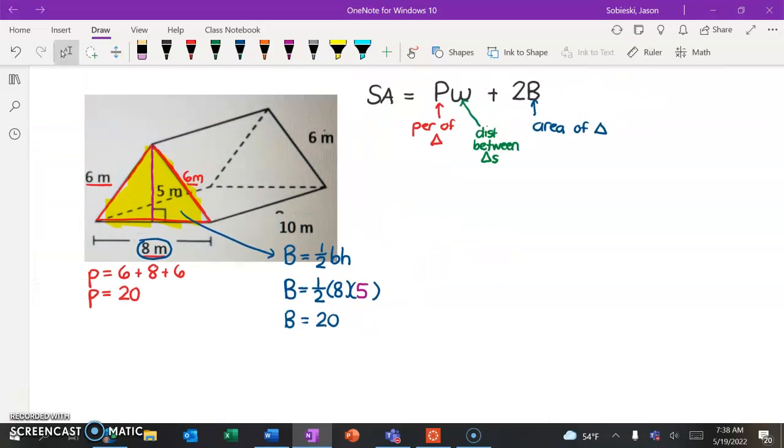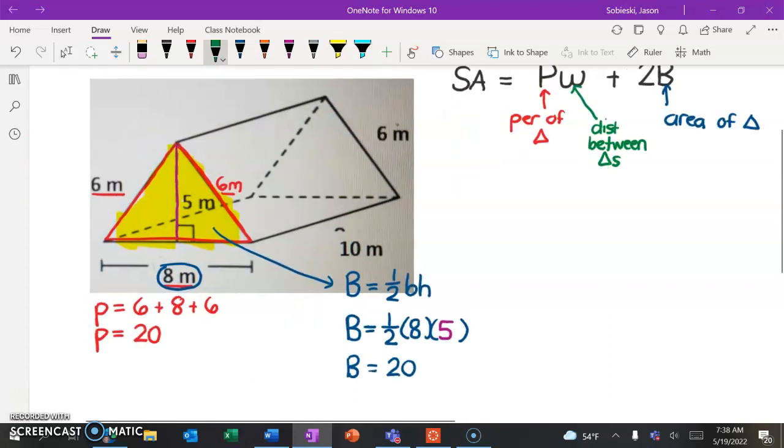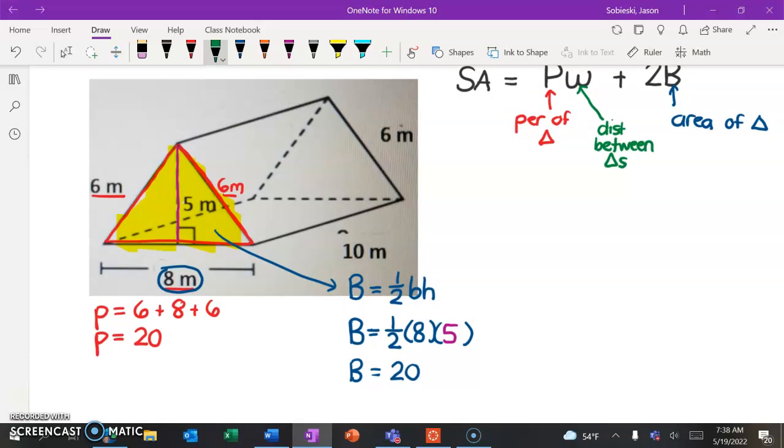Okay, so we found P, we found B. The last thing that we need to find is this W, which is the distance between the triangles. So you have this yellow triangle that I highlighted in the front, but then you also have this other triangle in the back as the second base. So the distance, in other words, from front to back, which would be this length in green, is 10 meters. So that's what needs to be substituted in for W.